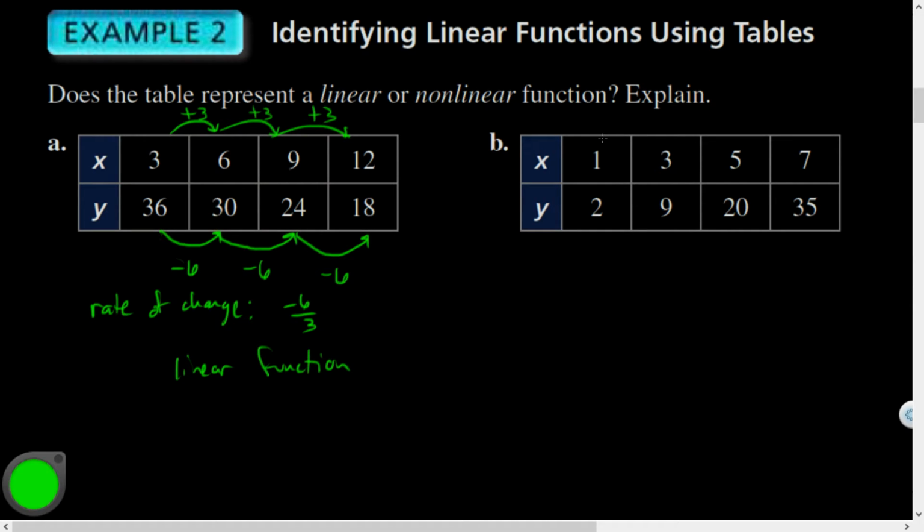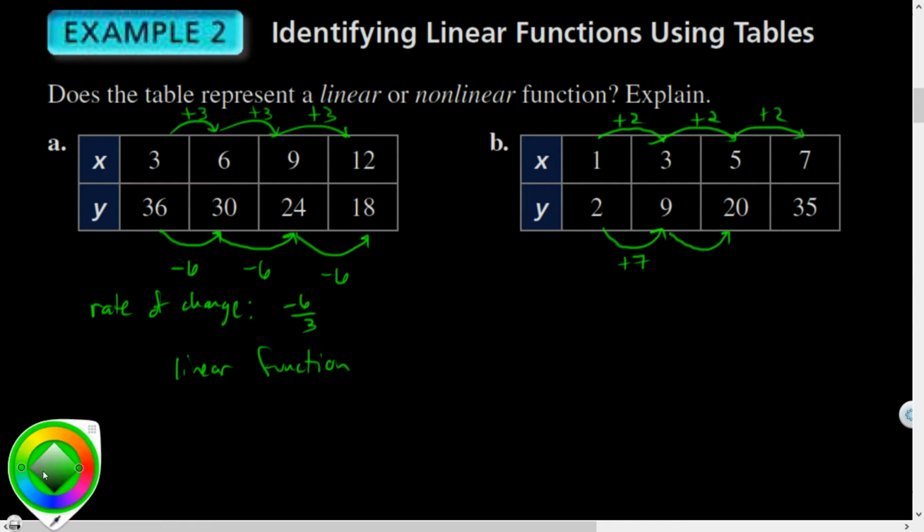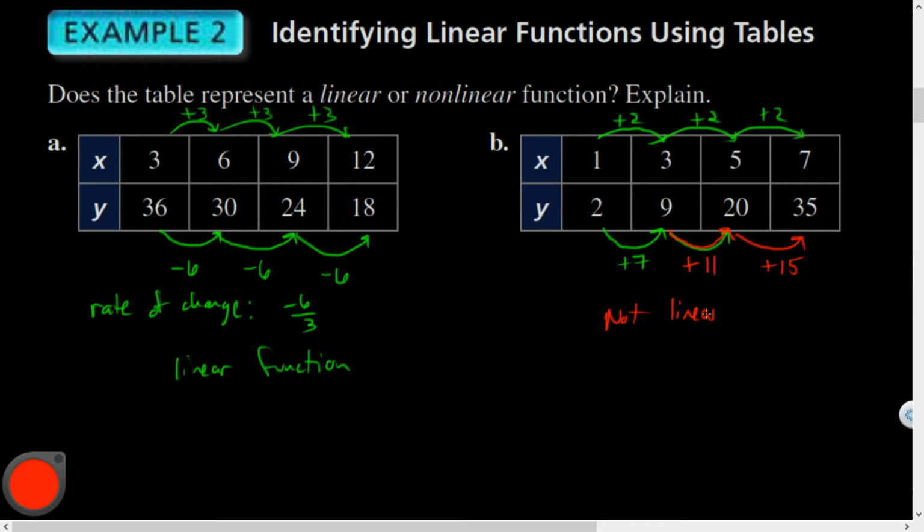All right, let's look at this one. This one's going over 2 for all of the x's. And how about this? What do you think this went up by? Up by 7. But is this going up 7? No, it changed in its steepness. This went up by 11. And then this one went up by 15. We might be able to find a pattern for that, but that pattern is not linear. The reason is it doesn't have a constant rate of change.